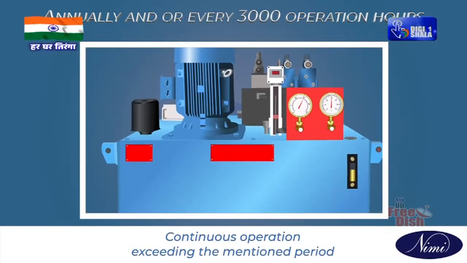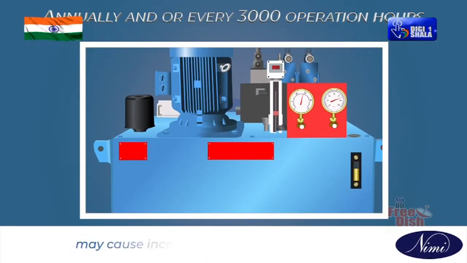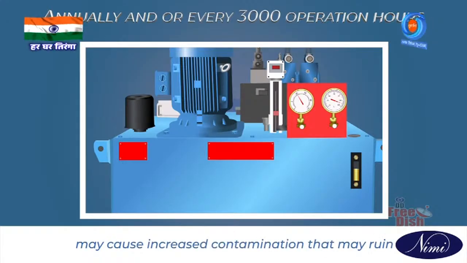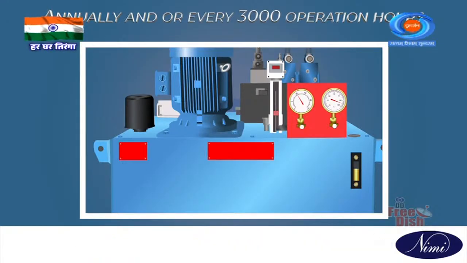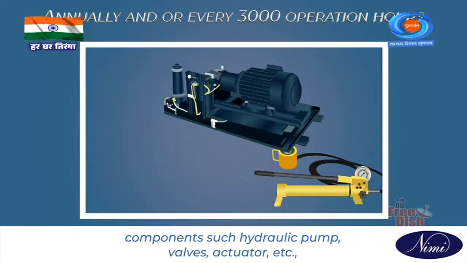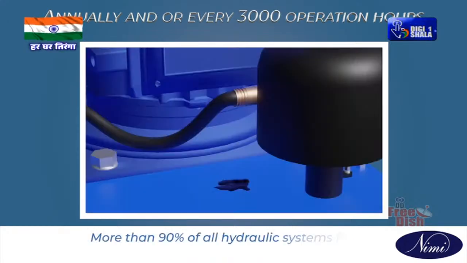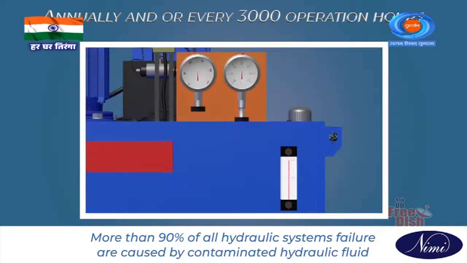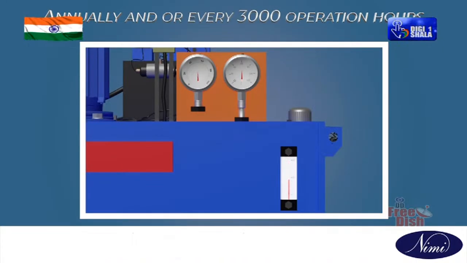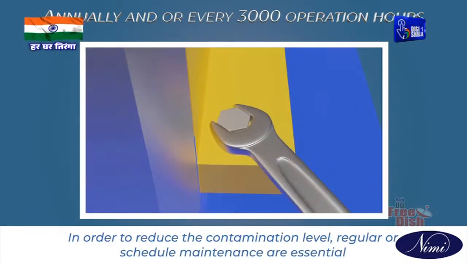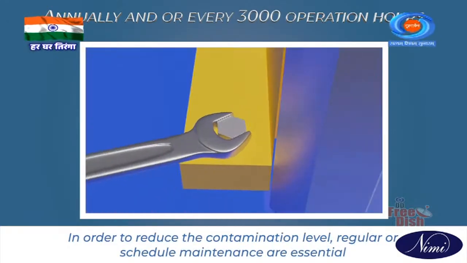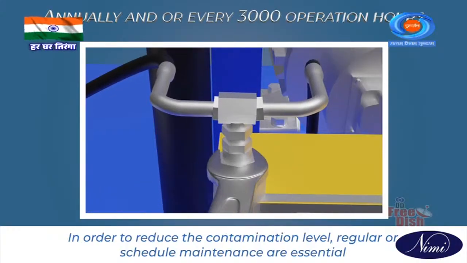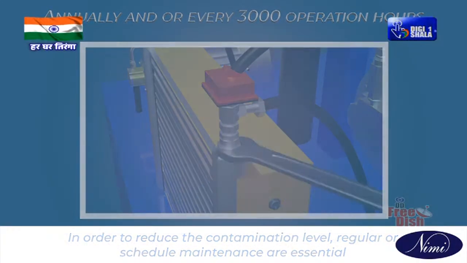Continuous operation exceeding the mentioned period may cause increased contamination that may ruin components such as the hydraulic pump, valves, actuators, etc. More than 90% of all hydraulic system failures are caused by contaminated hydraulic fluid. In order to reduce the contamination level, regular or scheduled maintenance is essential.